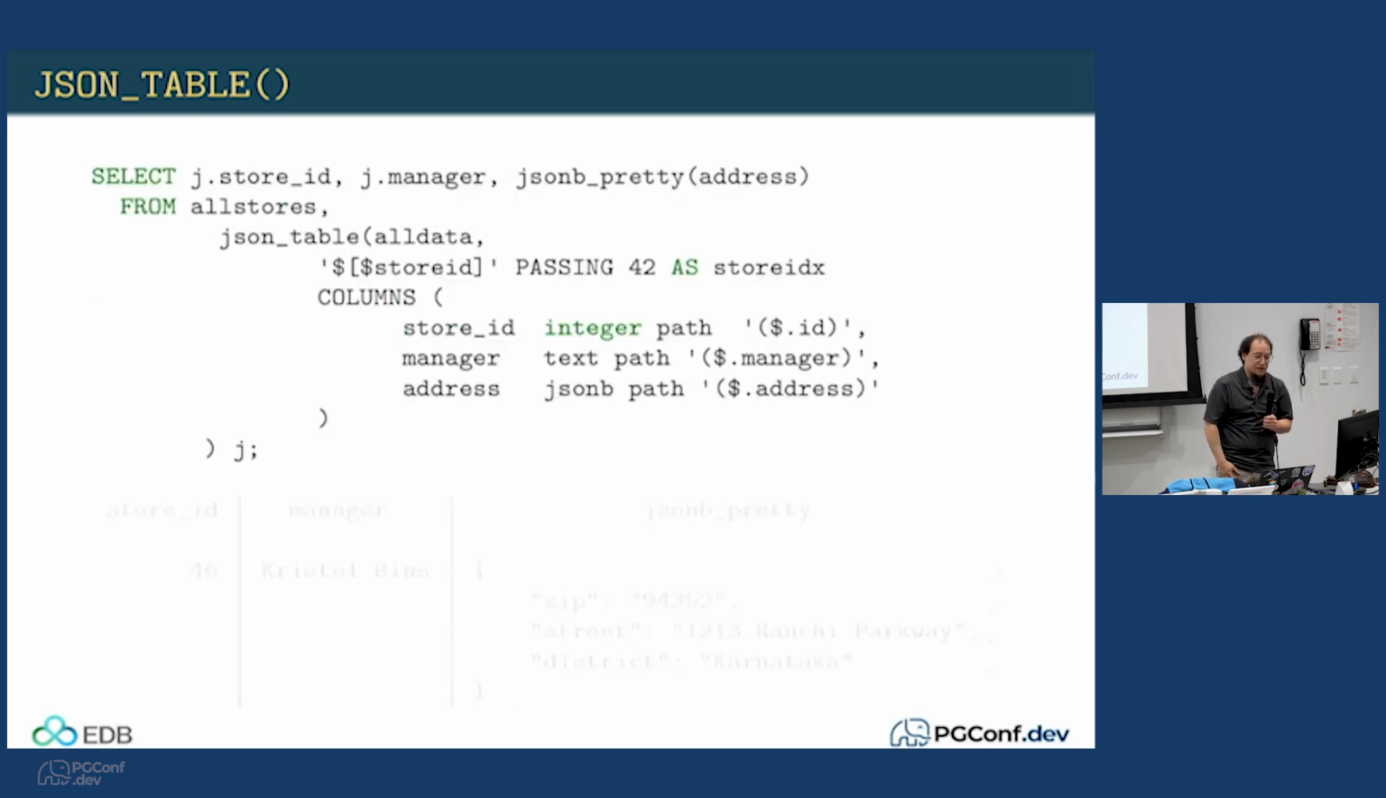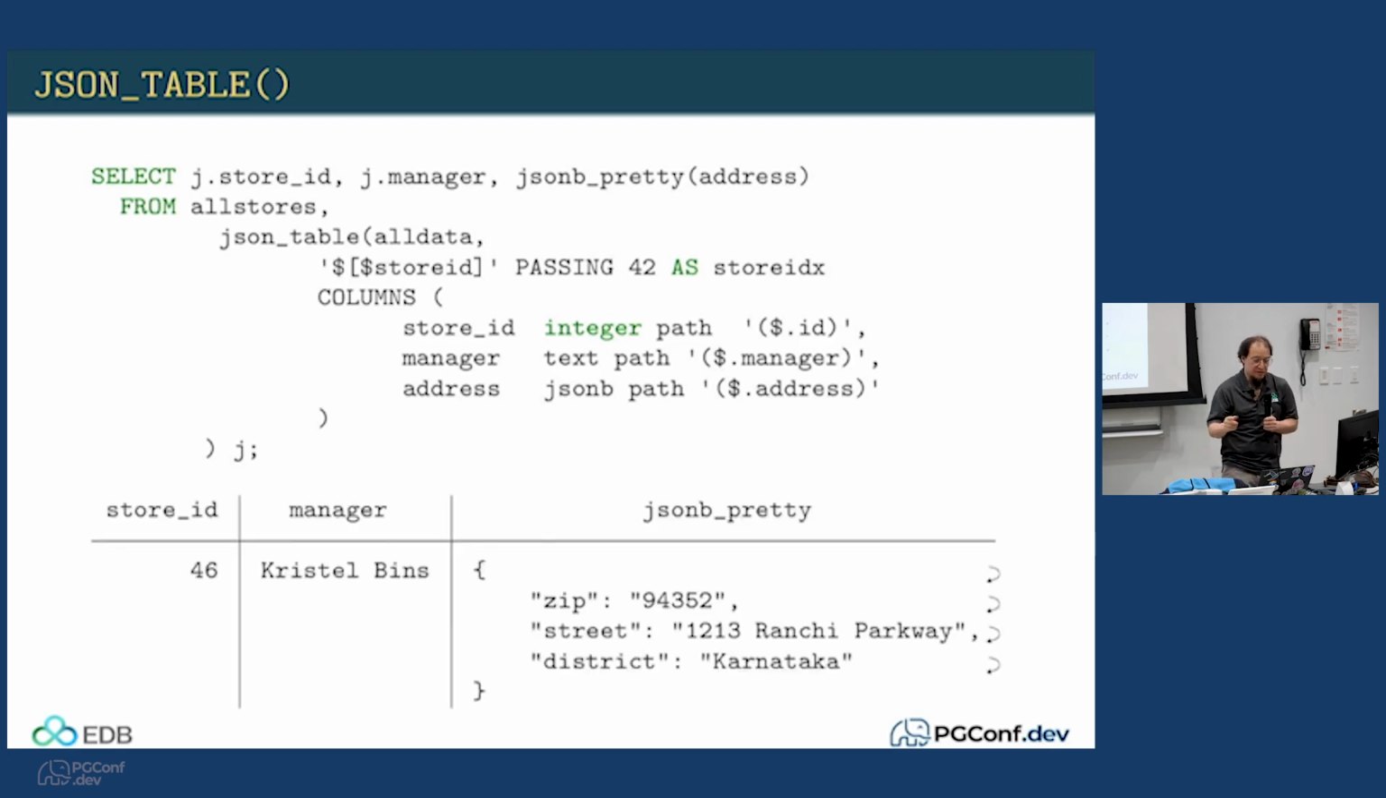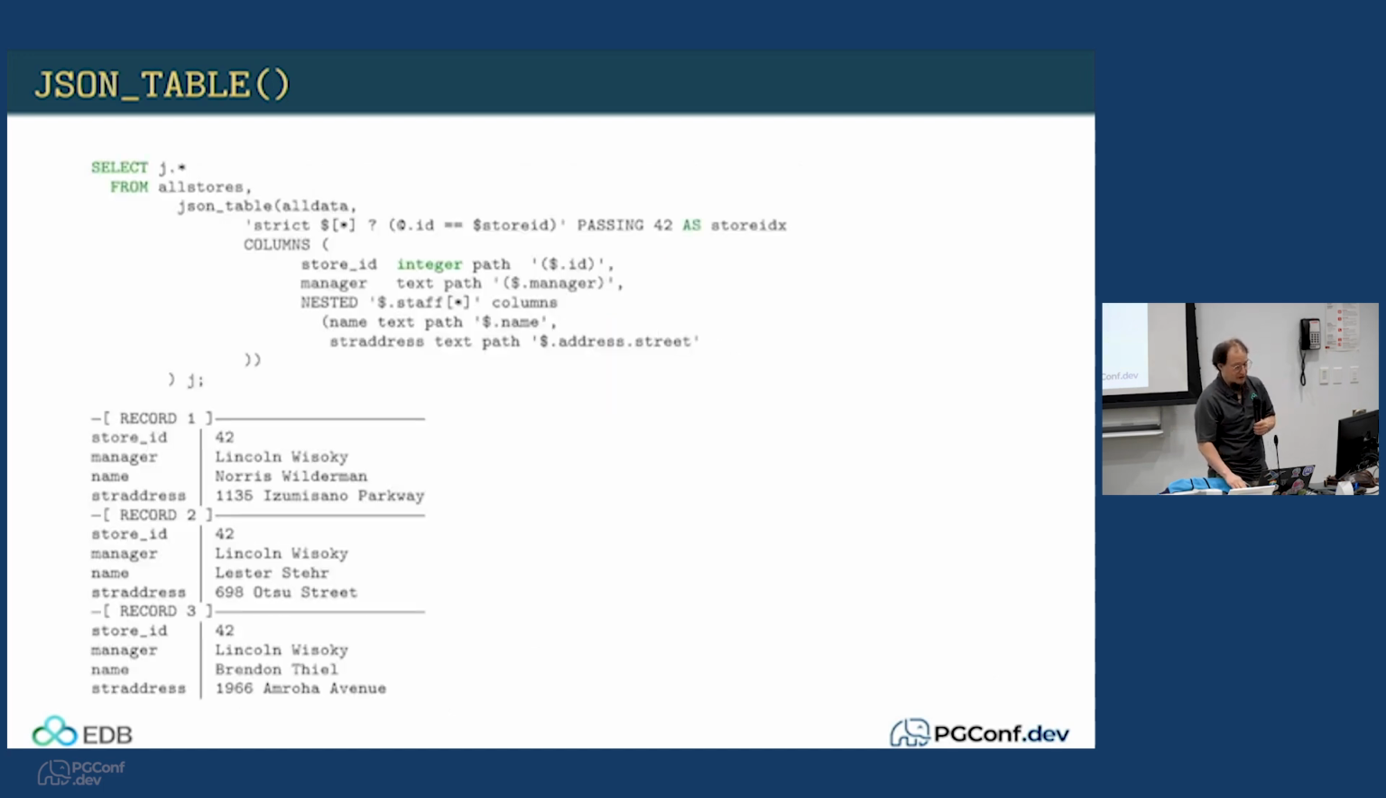So here I have a JSON table that queries the same data and extracts the value from the store number 42 in the array of stores, and brings the name of the manager and the address for that one. And finally, because I'm completely out of time, this is the last example, and it is showing that you can have nested columns, which you can query values inside the one JSON object.